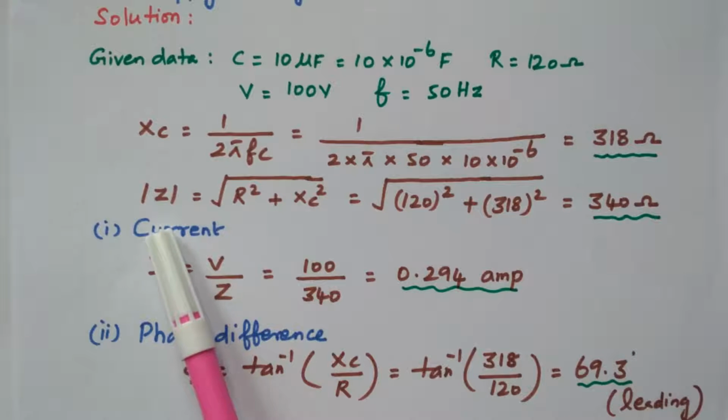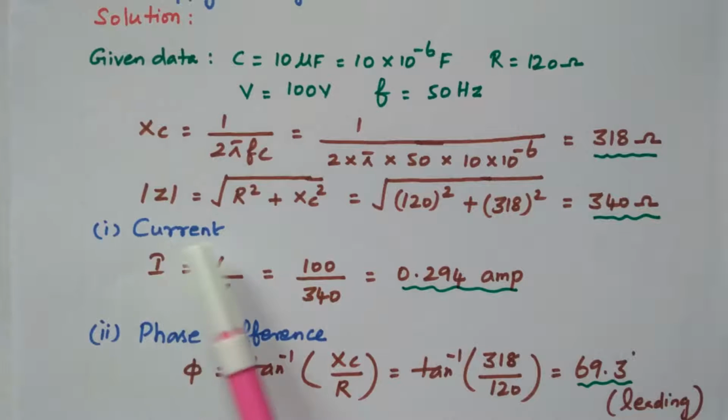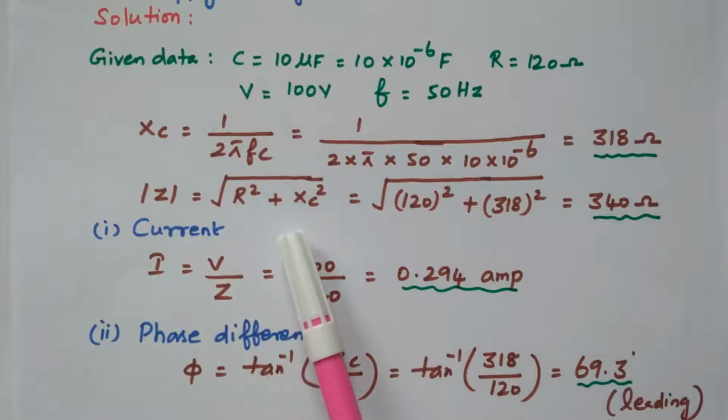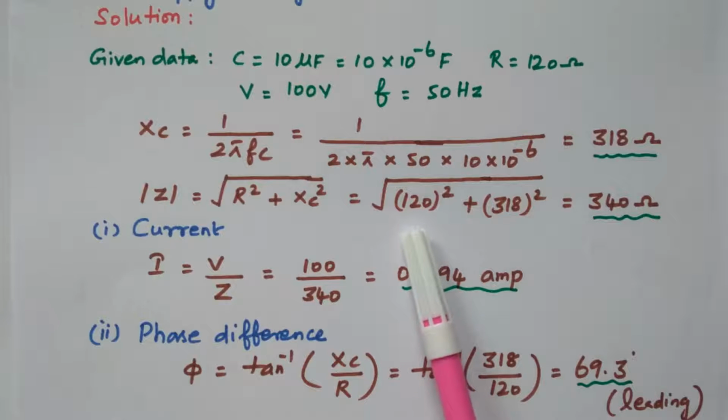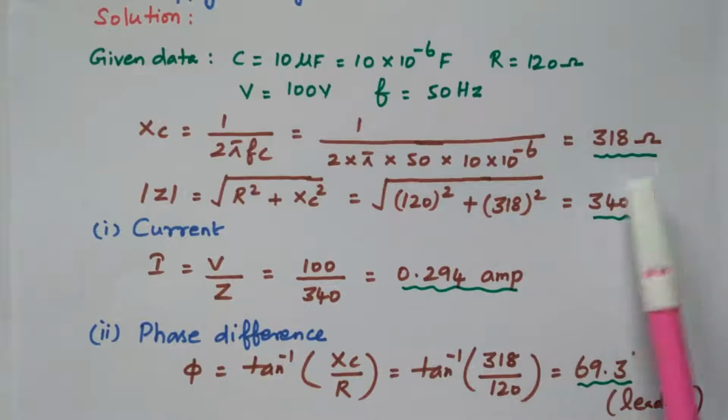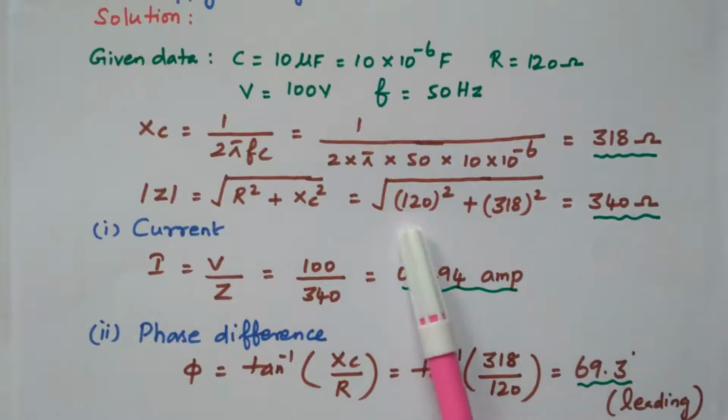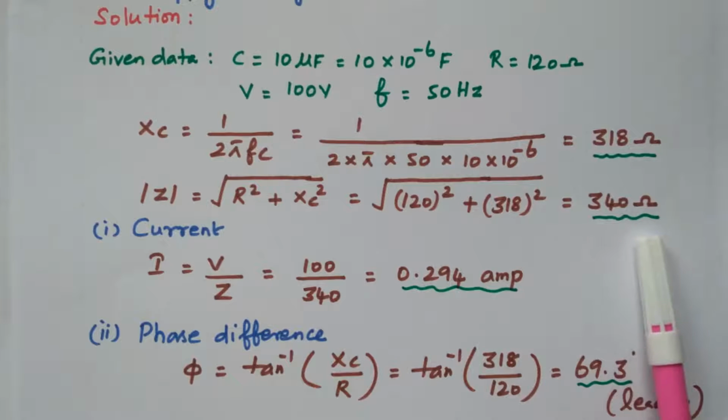Now we can find the impedance of the circuit. Impedance is square root of R square plus Xc square. So the R value is 120, Xc value is 318, just now we calculated. So by simplifying this we got 340 ohm. So the impedance of the circuit is calculated.